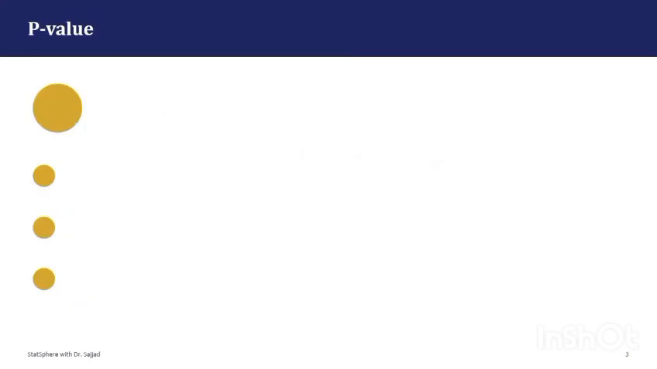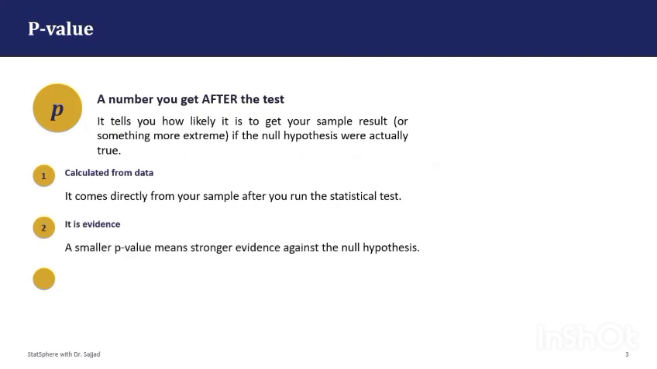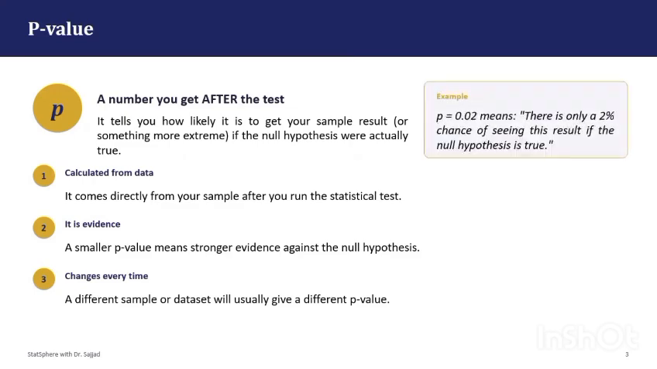Now let's move to the p-value. Unlike alpha, the p-value is a number you get after you run the test. It tells you how likely it is to get your sample result, or something even more extreme, if the null hypothesis were actually true. This value is calculated directly from your data, and it represents evidence. The smaller the p-value, the stronger the evidence against the null hypothesis. And unlike alpha, the p-value changes every time you take a new sample. For example, if we get p equal to 0.02, it means there is only a 2% chance of seeing this result if the null hypothesis is true.